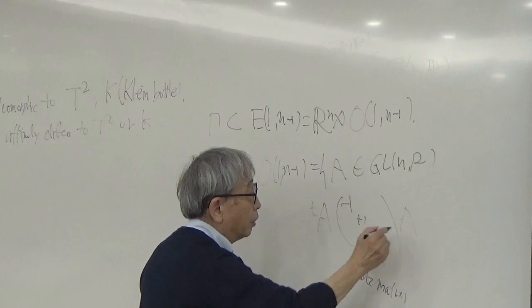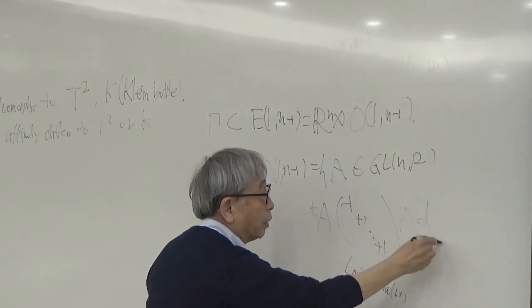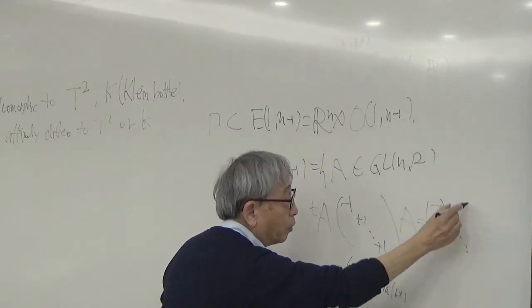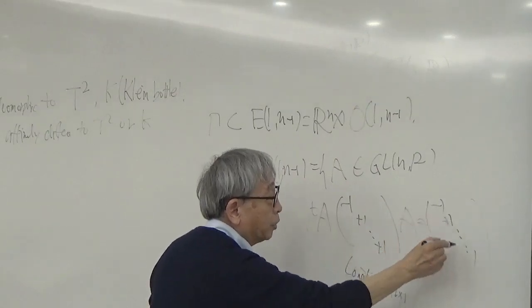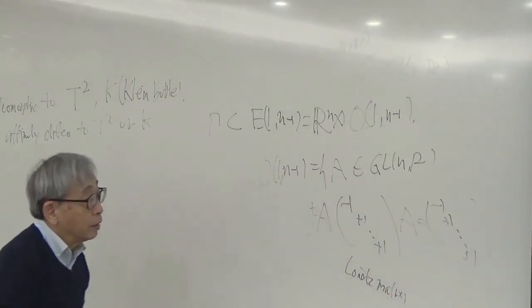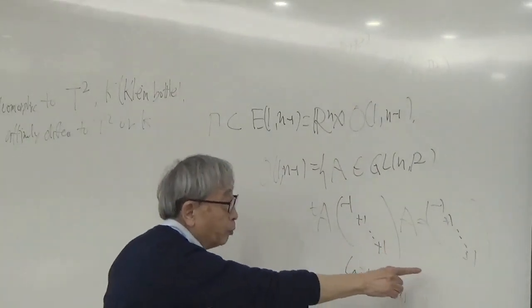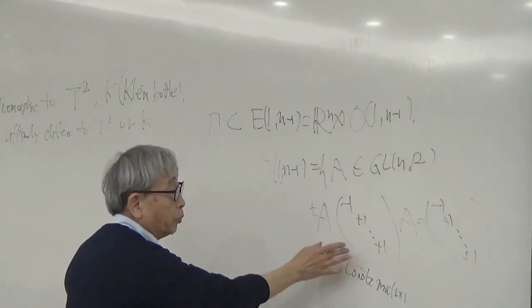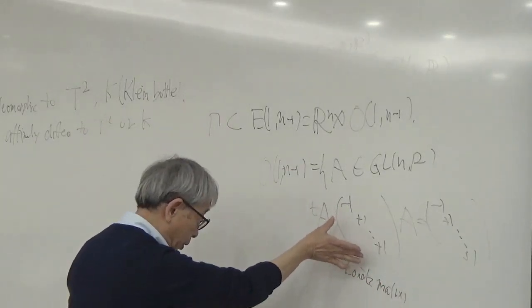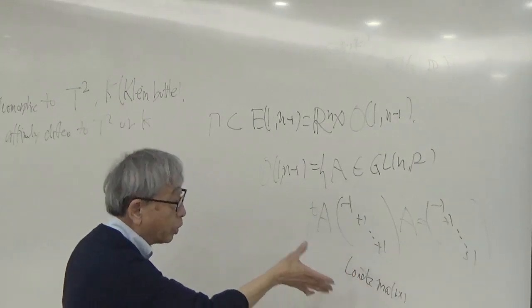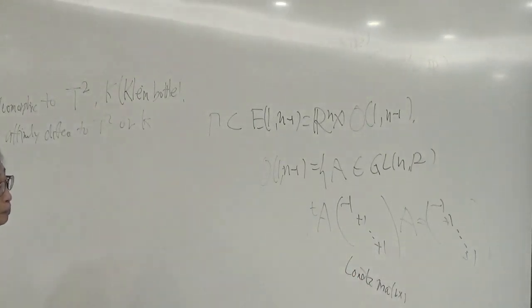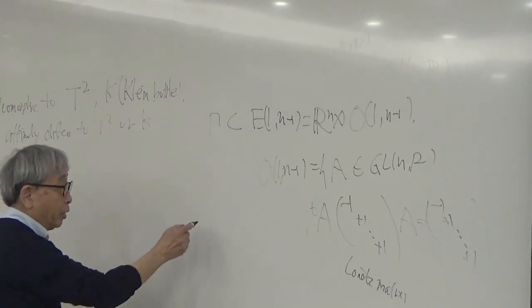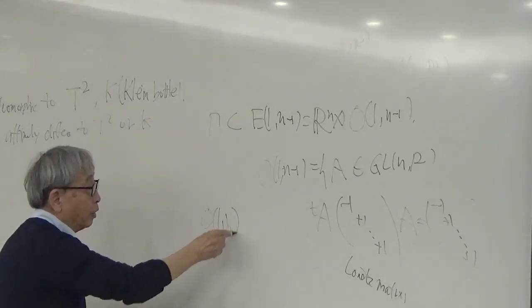And this again, -1, -1, plus 1. This form implies A preserves the inner product, that is the Lorentz product. And this is a typical one. I think this is very easy to see.